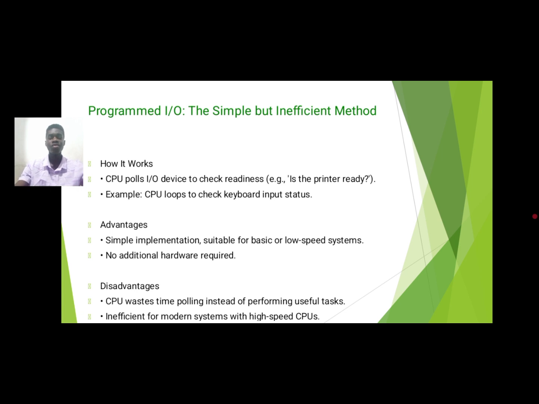So, what exactly is programmed input and output? Think of it as a simple but not so smart way the CPU talks to the devices connected to the computer, like printers and the normal input and output devices. So here's how it works. In this method, the CPU literally keeps asking the devices questions over and over again. For example, it will keep checking the keyboard: any key pressed yet? If no, it keeps asking again and again. This constant checking is what is called polling.